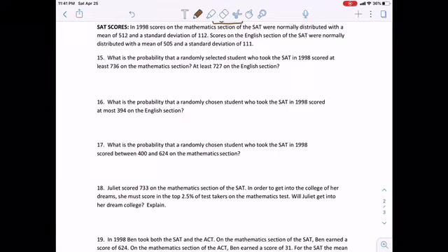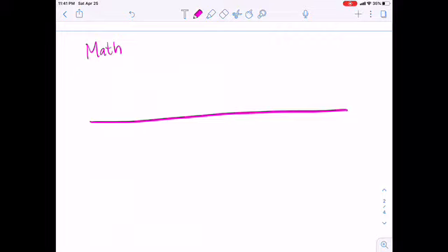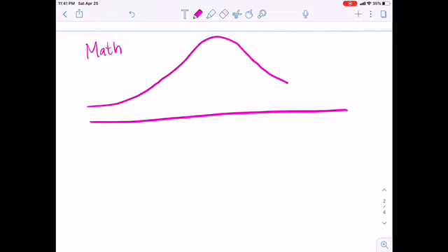So I start with my nice normal curve, which looks something like that. And then remember, we draw our mean straight down the middle, and then we go up 1, 2, 3 lines, and we go down 1, 2, 3 lines. Now, it says that on the math section, the mean is 512 and the standard deviation is 112.